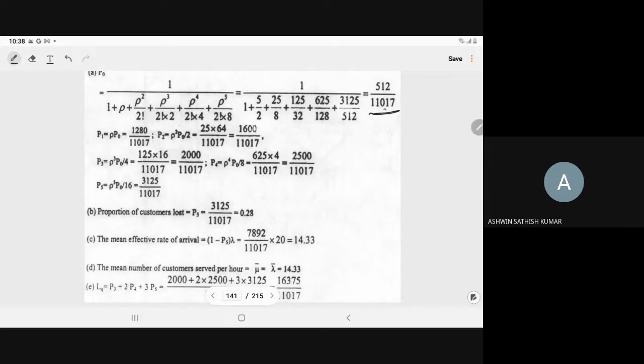So from here P1, P2, P3, P4 and P5 you can compute as Cn into P naught. All the Pn you can compute, and here it's good practice to write that Pn is equal to 0 for n greater than or equal to 6, so that we can understand we have computed all the state probabilities.